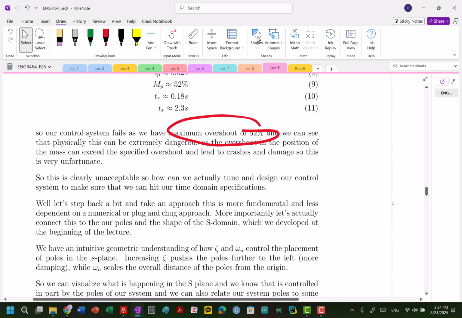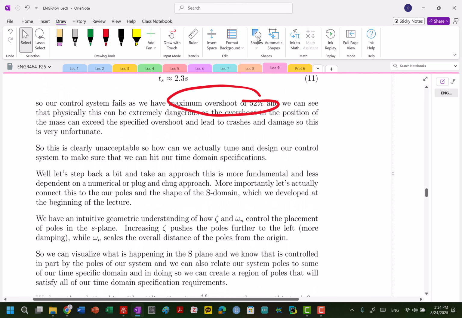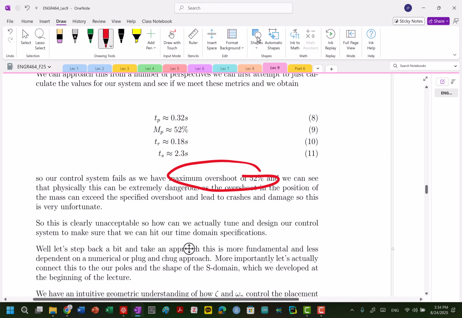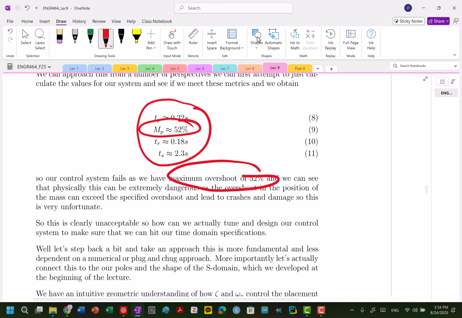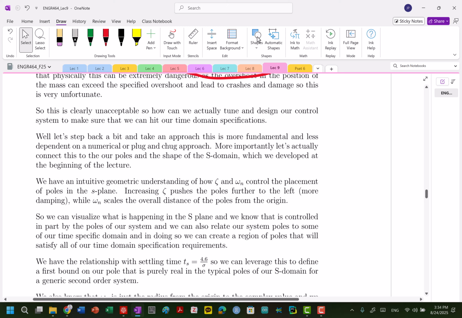All right, everyone, we are back, and now we're going to take a step back. We saw that in our last example, we failed on this maximum overshoot design. We didn't hit it, and we weren't even realistically close. So we're going to take a more fundamental approach.